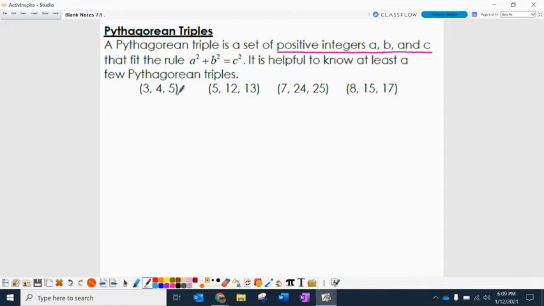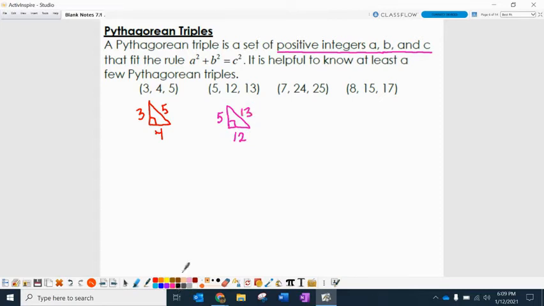So 3, 4, 5 is a Pythagorean triple, 5, 12, 13 is a Pythagorean triple, 7, 24, 25 is a Pythagorean triple, and 8, 15, and 17 are Pythagorean triples. And there's an infinite number of these, but what we're saying is that if you had a right triangle with legs 3 and 4, the hypotenuse would be 5. Okay? If you had a right triangle with sides 5 and 12 for the legs, the hypotenuse is 13.